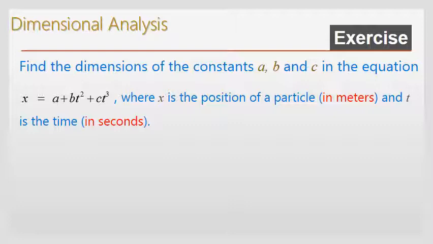This is another exercise for the students and should be solved at home. You are asked to find the dimensions of the constants a, b, and c in this equation: x equals a plus b t squared plus c t cubed, where x is the position of a particle in meters and t is the time in seconds. The answer is the dimension of a will be meter, the dimension of b will be meter per second squared, and the dimension of c equals meter per cubic second.